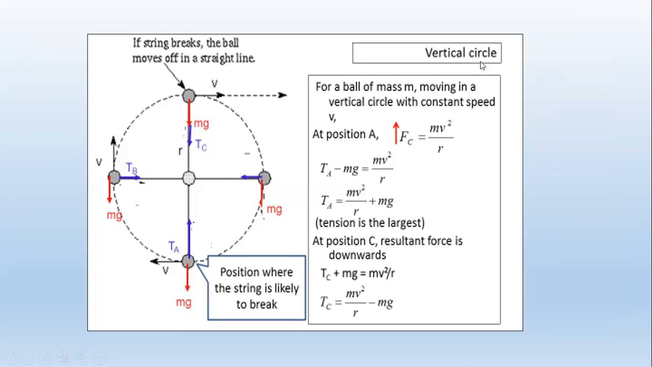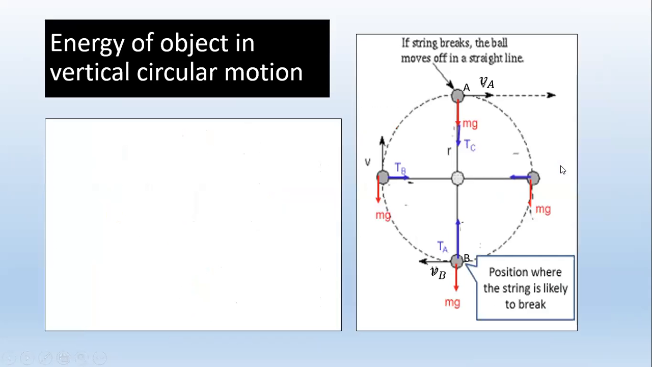Okay, so this one summarizes for you what we have just done. Right? At position A, the resultant force is upwards. At position C, the resultant force is downwards. Right? These are the equations. Don't memorize, just know how to derive it.